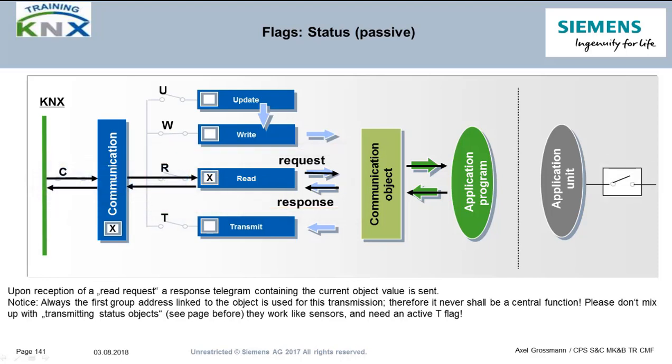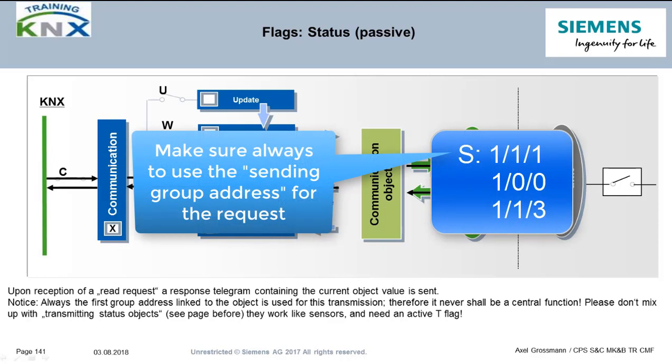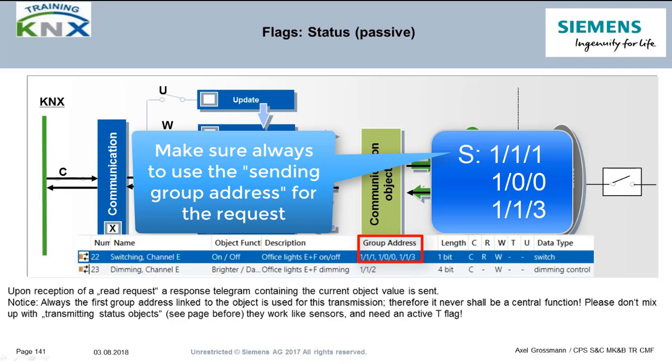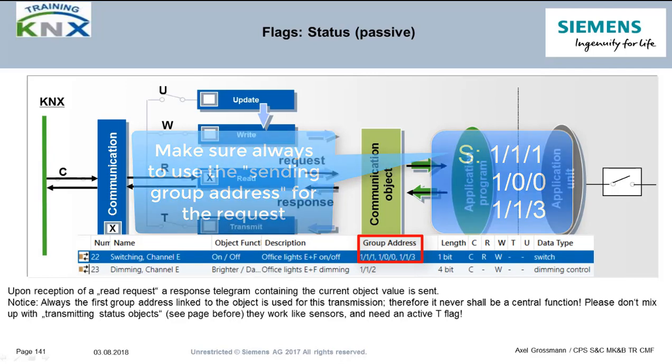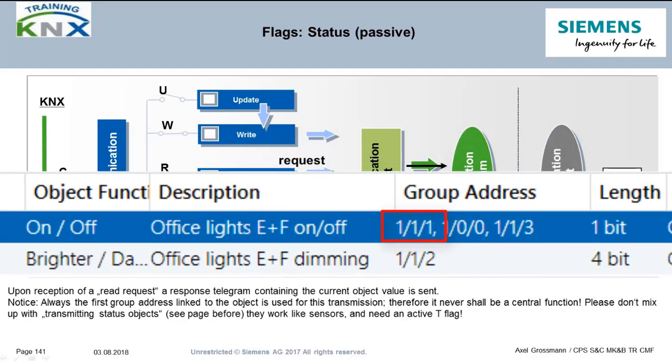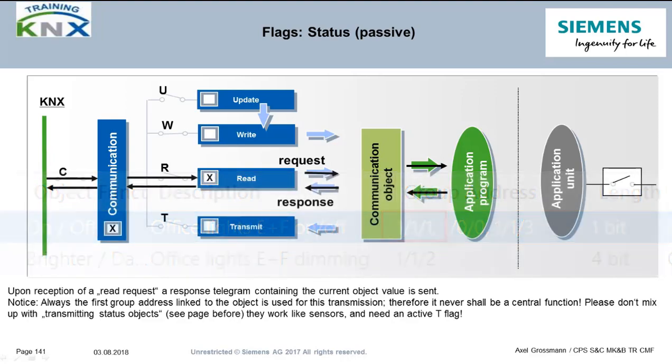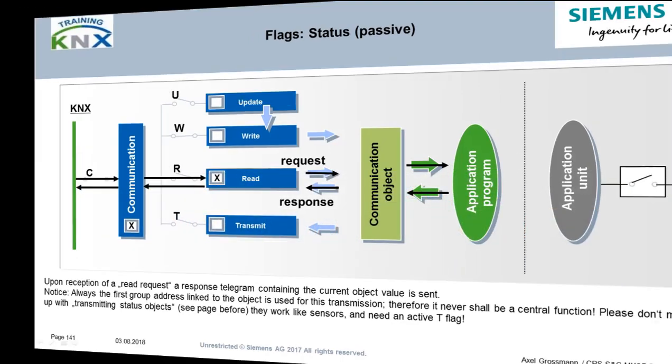Since a communication object can be connected to more than one group address, it must be determined which one may be used for the response, since an object may only send one telegram at a time. It is the first, or also called sending, group address in the object. In ETS, it looks like this. In the group addresses column of the objects, it is the group address on the far left. However, queries can be made with all addresses that are linked to the object.